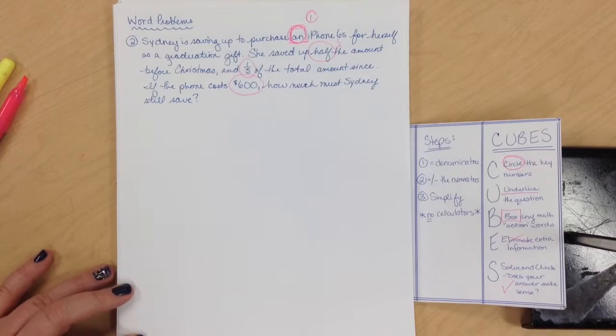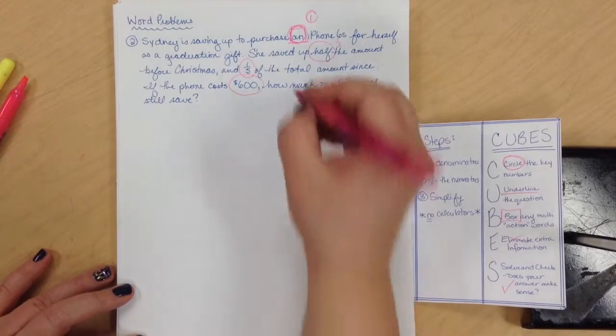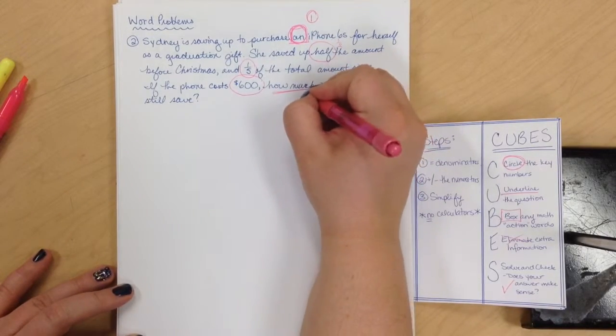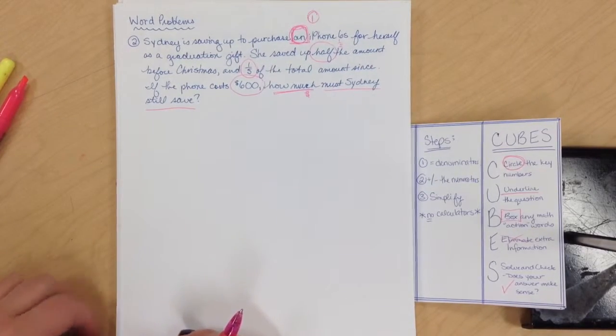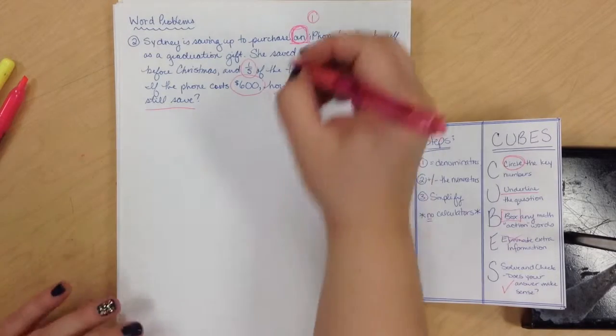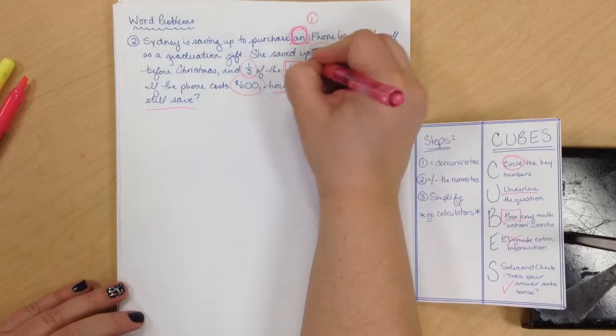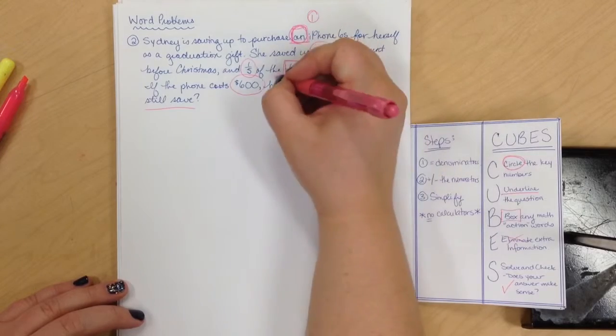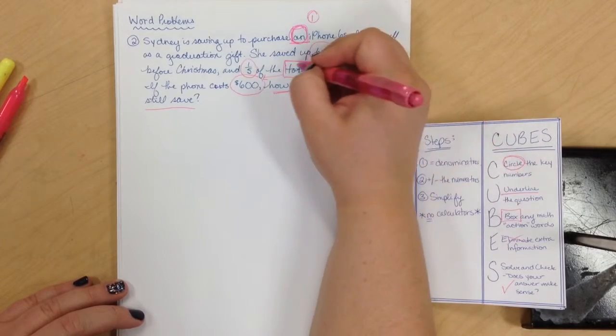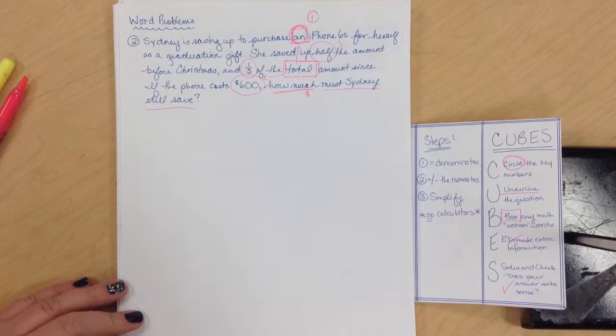That's very important. I'm going to underline the question. So I'm looking at how much, which refers to dollars, must Sydney still save? So my end answer is going to be in dollars, telling me how much Sydney must still save. I need to box any math action words. So again, I have a total. So these are all part of the total amount. I know the total dollar value is $600 and that she's only looking at purchasing 1 iPhone. I need to eliminate the extra information, which there isn't any.